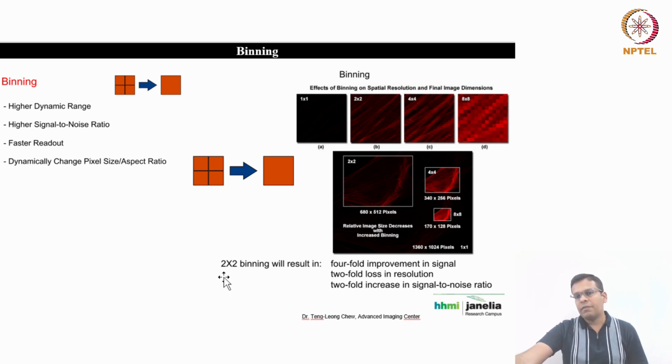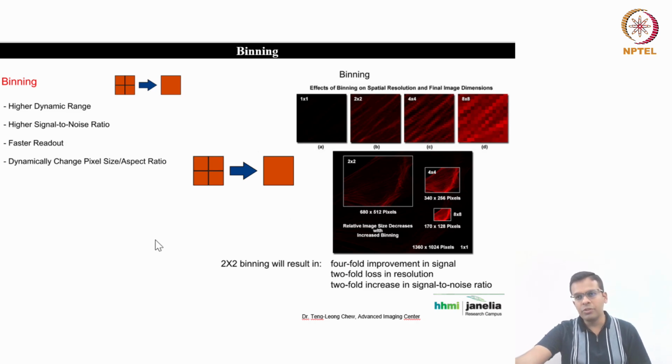If you go for 2 by 2 binning, that will result in a 4-fold improvement in signal, because it is the combined electrons from 4 pixels. So there is a 4-fold improvement in signal, a twofold loss in resolution, because you're combining 2 pixels in X and 2 pixels in Y, and a twofold increase in signal to noise ratio, because the electrons from all 4 pixels are represented as electrons from 1 pixel. That's why, as you increase the binning, your structure becomes brighter, but at the cost of resolution.